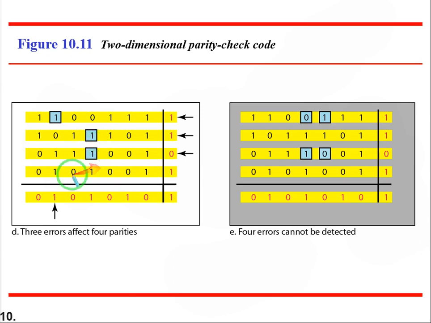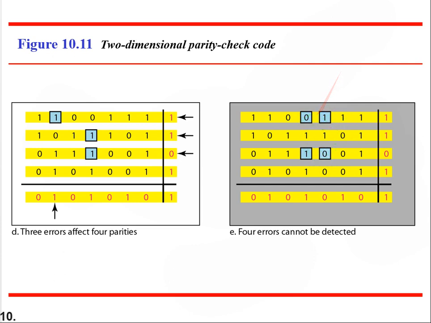In this case, if you can see, 3 errors affect 4 parities, but there is an odd number of parities, there is an odd number of error bits, so that's why the syndrome can detect some error here. But coming to this one, we have 4 parities, we have a 4-bit error, so 4 bits are corrupted. Then the same concept applies: when there is even parity, the syndrome cannot detect the error.